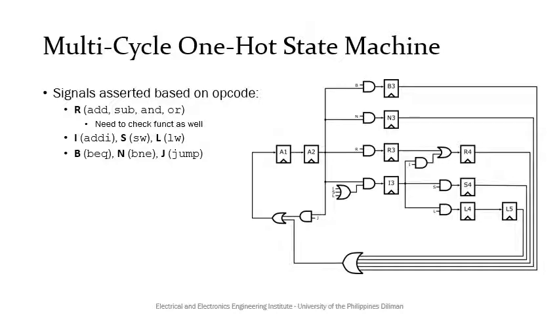One way to do this is to generate signals R, I, S, L, B, N, and J, which are asserted when the instruction is an R-type, add I, store word, load word, BEQ, BNE, and jump respectively. Since the instruction can only be one among those mentioned, then only one among these new variables must be asserted at any given time. The logic for decoding the instruction code to generate these signals R, I, S, L, etc.